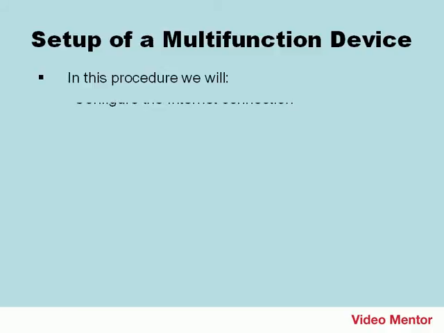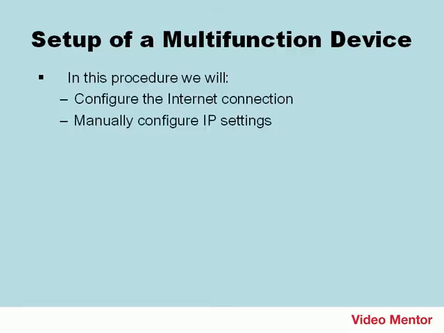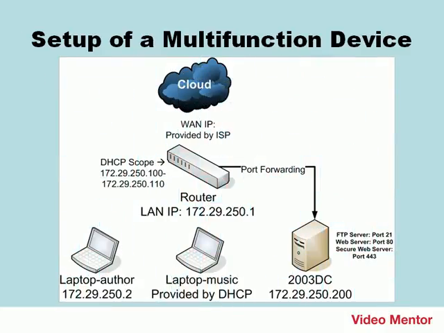In this procedure, we'll configure the internet connection for our D-Link router, we'll manually configure its IP settings, and we'll enable and configure the DHCP server that's built into the router so it can hand out IP addresses to the clients. Here's a little diagram of what I want to accomplish.